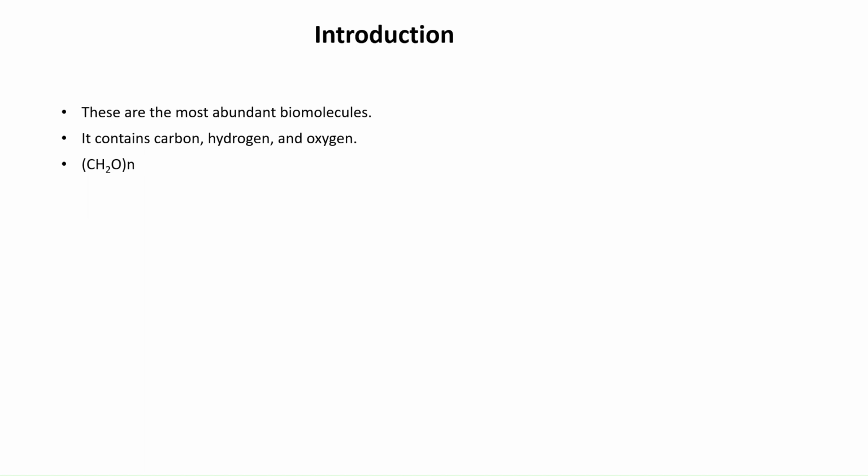If you see the name, it is carbohydrate. The carbo stands for carbon. Hydrate stands for H2O. Clear? So carbohydrate consists of carbon, hydrogen and oxygen. Carbo means carbon, hydrate means H2O. So carbohydrate is a hydrate of carbon.